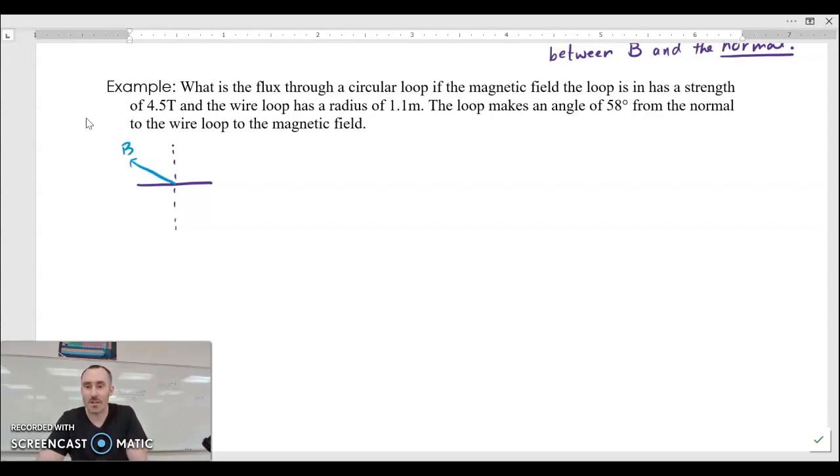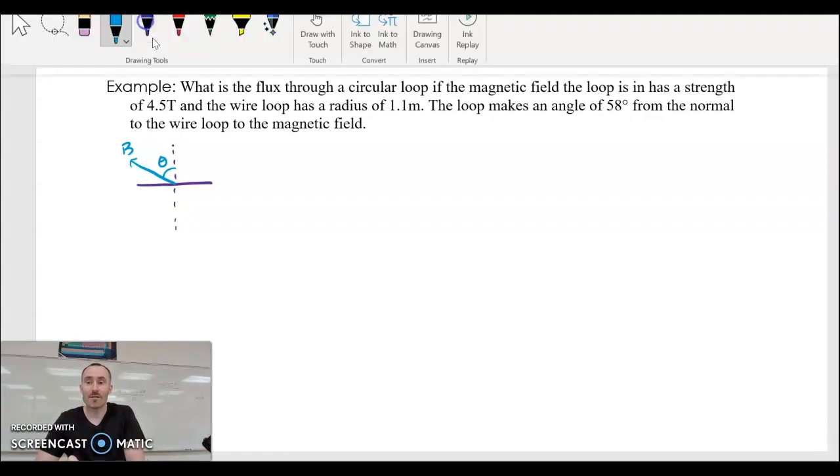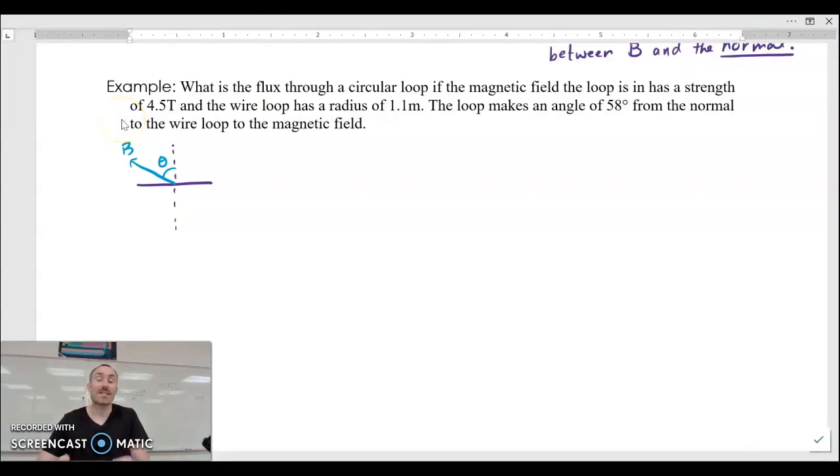There's our field. And so our angle is right over here. And it says that the angle we're given is 58 degrees. Okay, and it's 58 degrees between the normal and the magnetic field. That's what it's trying to say. So since the angle it gives us is the one that we want in the formula, then we can just use flux equals BA cosine theta.